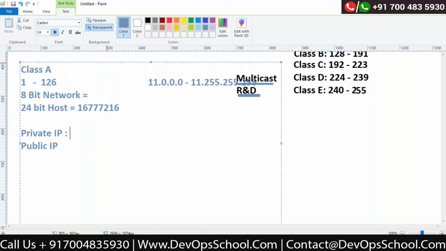A private IP address is free, and you are going to use it in your organization or in your office. You can use it in your office. Public IP addresses are paid in order to connect.